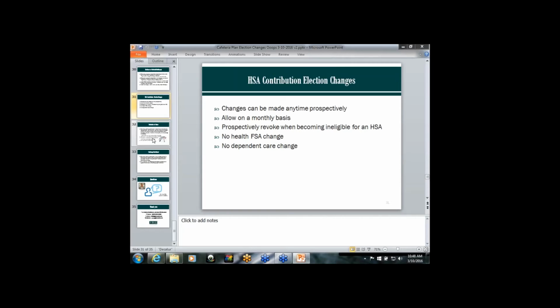Now, you also have to remember no health FSA change. So that means if someone becomes eligible to put money into an HSA mid-year, if they're already enrolled in that health FSA, you can't make the change and permit them to now say, okay, you can do HSA pre-tax contributions. Another area you have to be careful of.